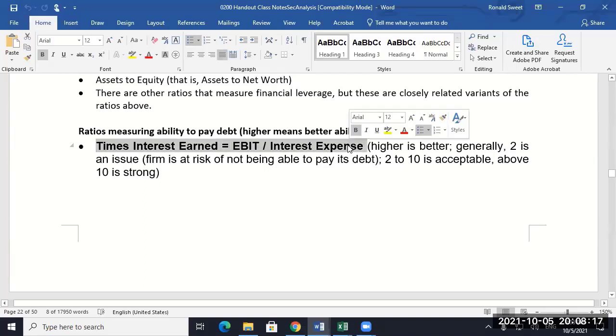I am not a big times interest earned fan, but Dr. Damodaran, he loves times interest earned. So there are people out there who like it. To me, it's a strange ratio. You're taking earnings before interest and taxes and dividing by interest expense. Would you do that with your mortgage? This is how much I make, and this is not my mortgage payment, but this is the interest portion of my mortgage payment. That just seems like a really bizarre thing to do.